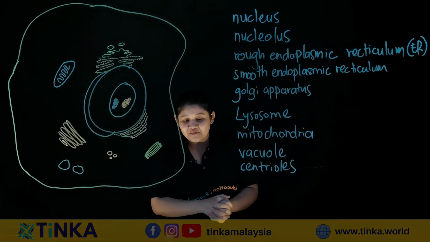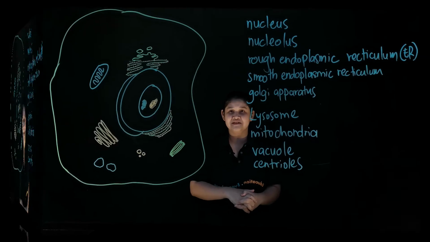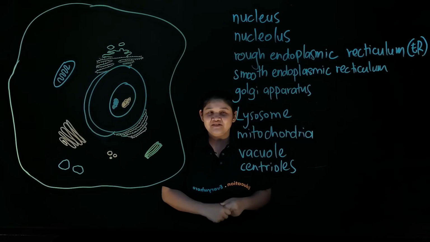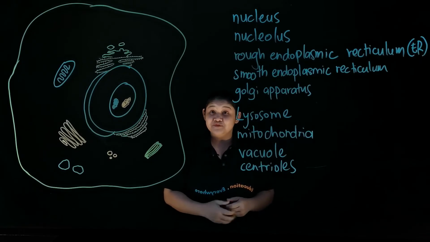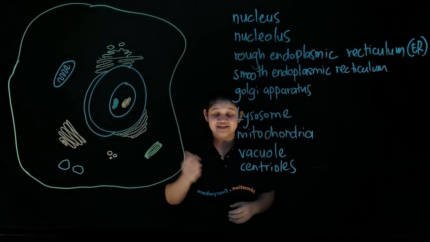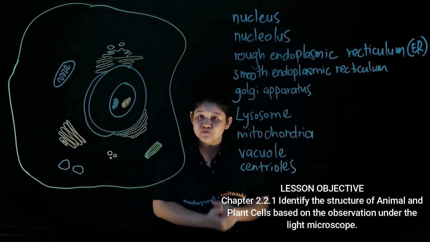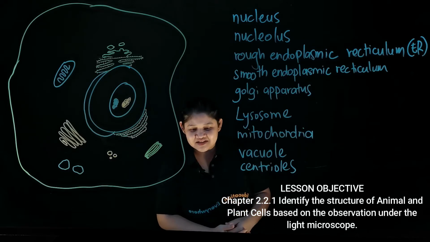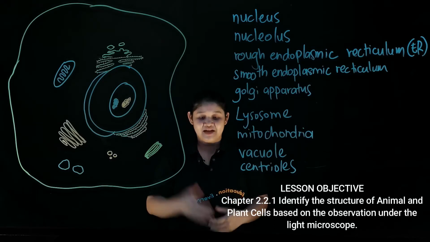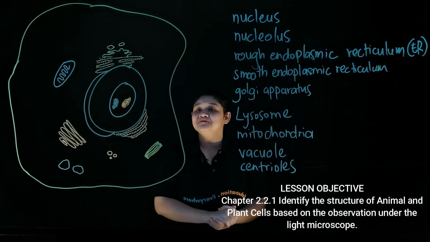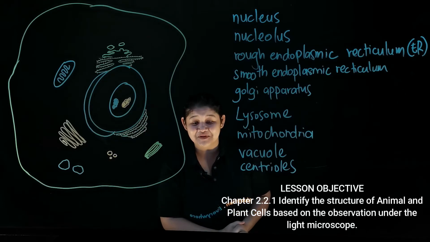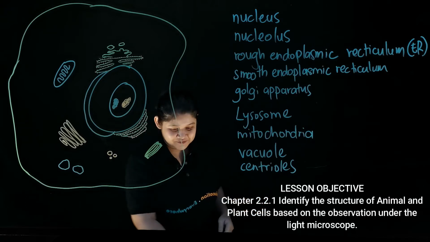All right, so today we're going to talk about chapter 2, cell biology and organization. Basically we are going to cover 2.2.1, which is to identify the structure of animal and plant cells based on observation under the light microscope. All right, if you're ready, let's get through it.